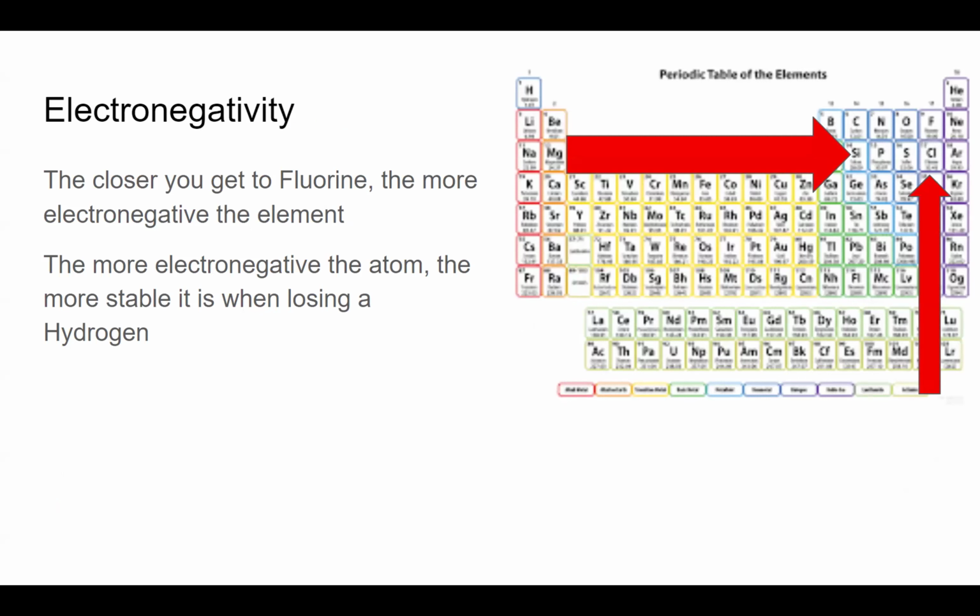The closer you get to fluorine, the more electronegative the element is. So for example, the element below fluorine would be chlorine. HCl, as learned in inorganic chemistry, is a strong acid because it is very stable after losing a hydrogen. It's very electronegative after all. Other electronegative atoms would be oxygen. That's why it can act as an acid or a base, but in this scenario, we're talking about acidity. Sulfur as well. And right below Cl would be bromine, which is also a very strong acid.